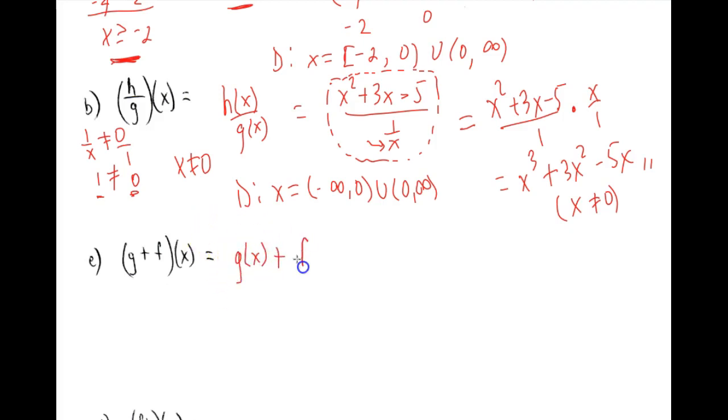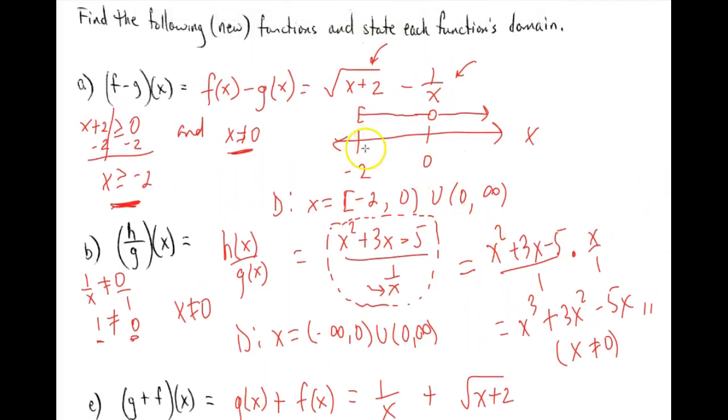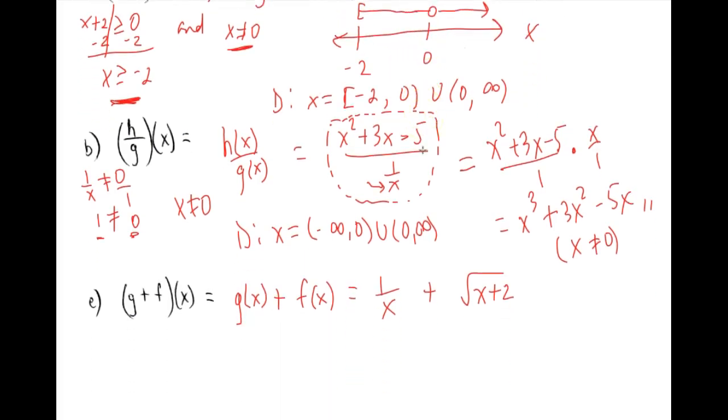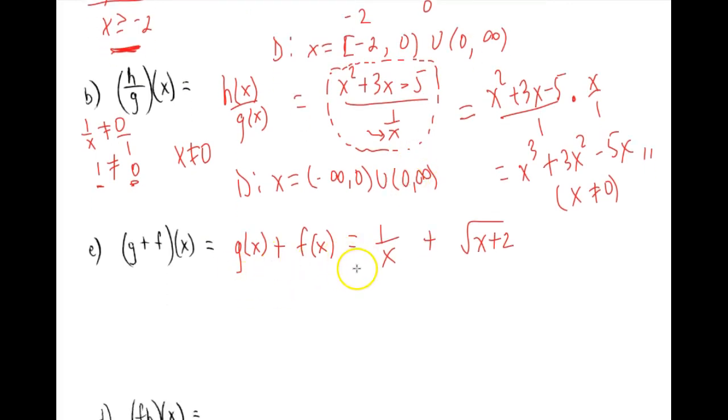So here we have g of x plus f of x. G of x is 1 over x, and f of x is the square root of x plus 2. Again, very similar to example A. The only difference between example A and B is that we're subtracting instead of adding. For this portion, we still know that x is not allowed to be 0, and for this portion, x has to be greater than or equal to -2. So the domain of this function is all values of x that are -2 or higher, but we have to skip 0.